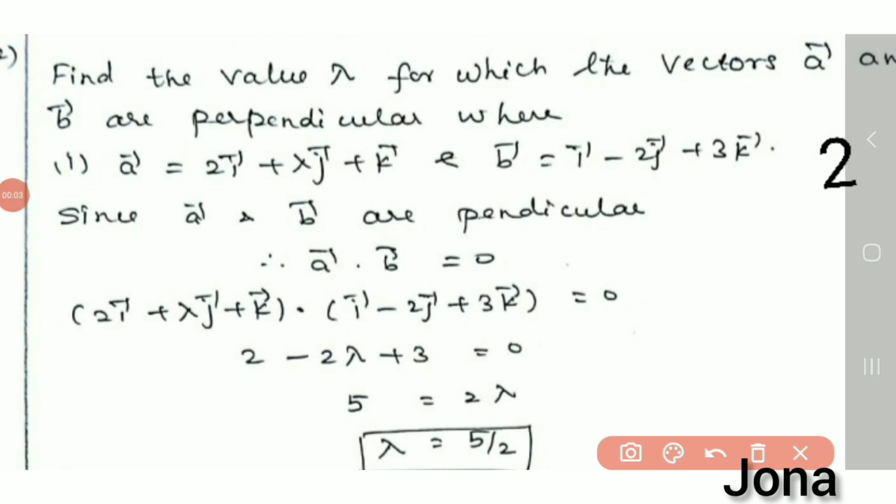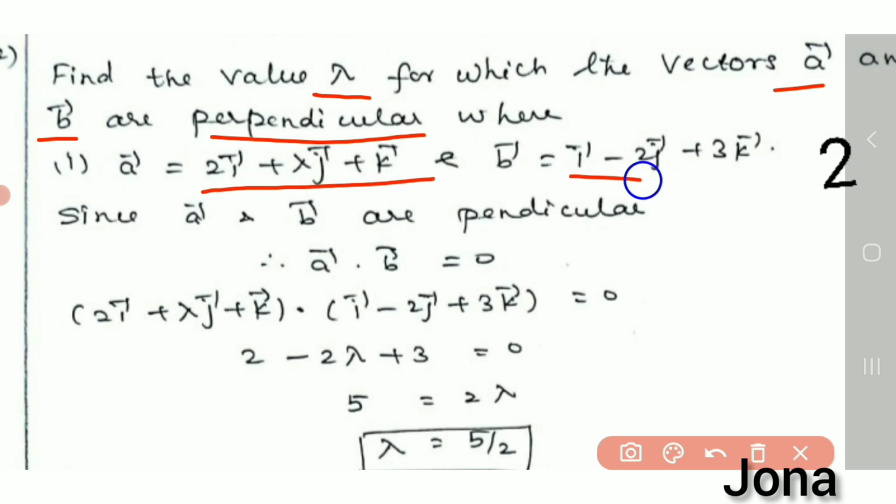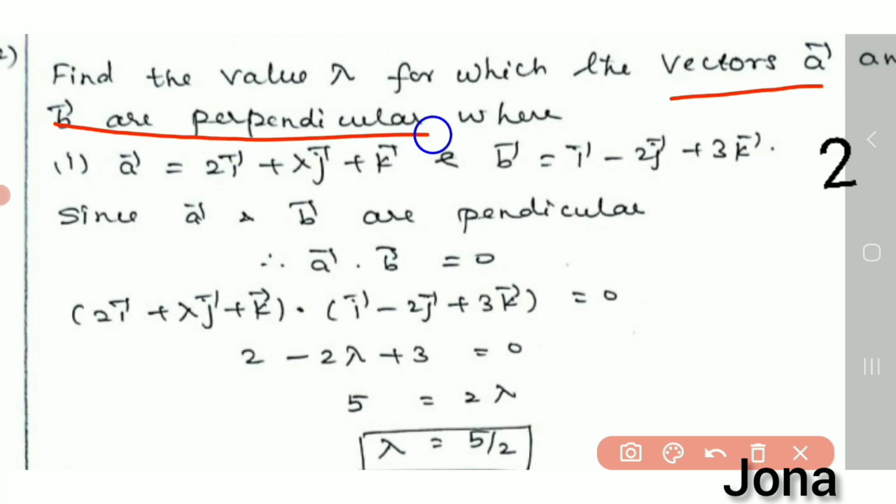Second problem. Find the value of lambda for which the vectors a and b are perpendicular, where vector a is 2i plus lambda j plus k and vector b is i minus 2j plus 3k. Here in this problem it's clearly given that vectors a and b are perpendicular. The condition for perpendicular is a dot b equal to 0.